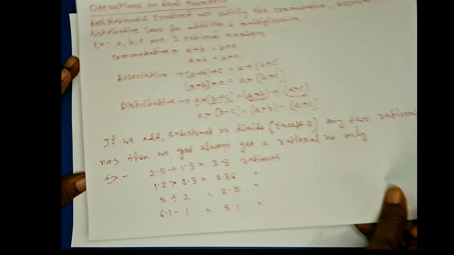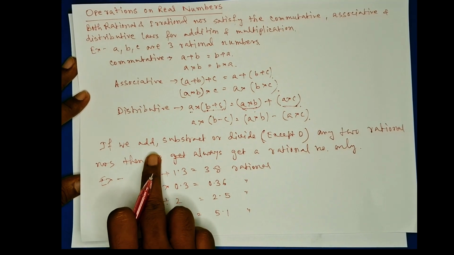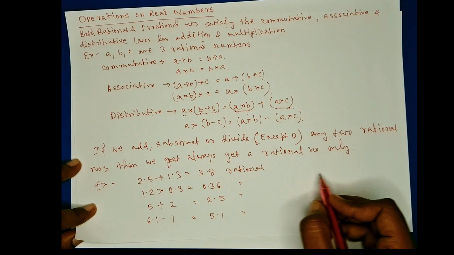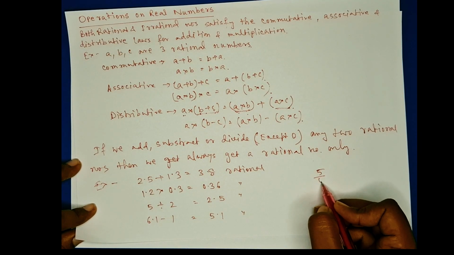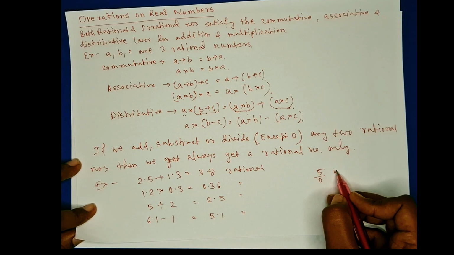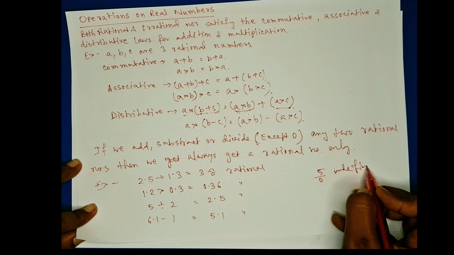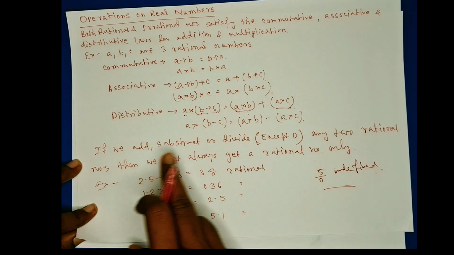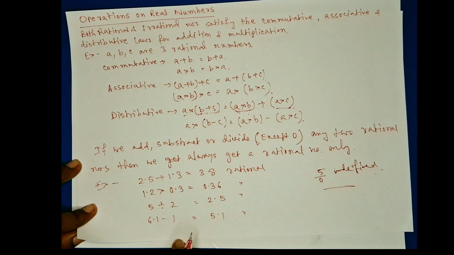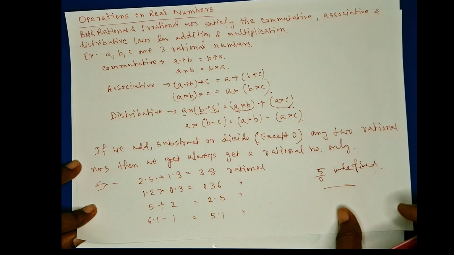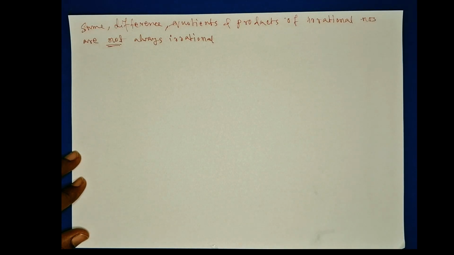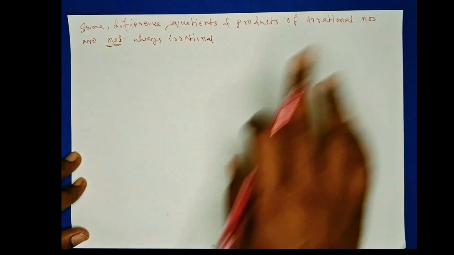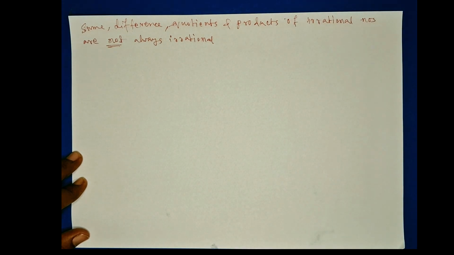Here what I have told: if I add, subtract or divide except 0, suppose if I divide 5 by 0, then it is undefined. That is why I have written except 0. So if I add, subtract or divide any two rational numbers, we always get a rational number only. But in the case of irrational numbers, the sum, difference, quotients and products of irrational numbers are not always irrational.